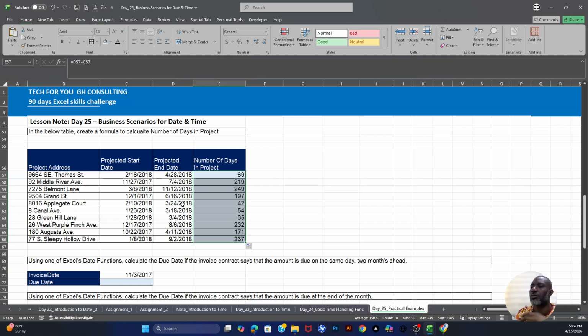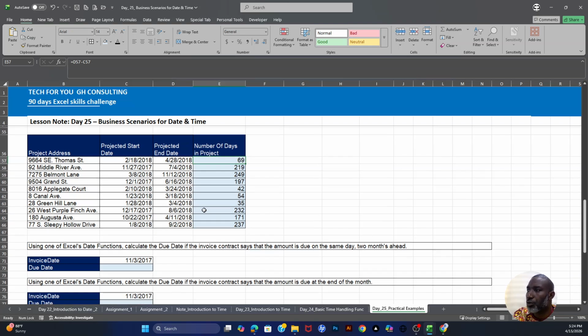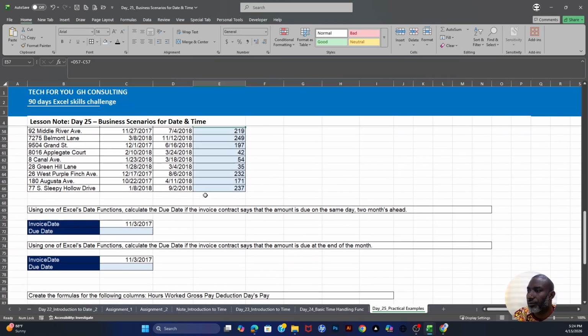So if you are calculating project durations from various sites, this is how you can do it so simply. Just get the project start date, get the project end date, and subtract the start date from the end date. And that will give you the actual project duration.